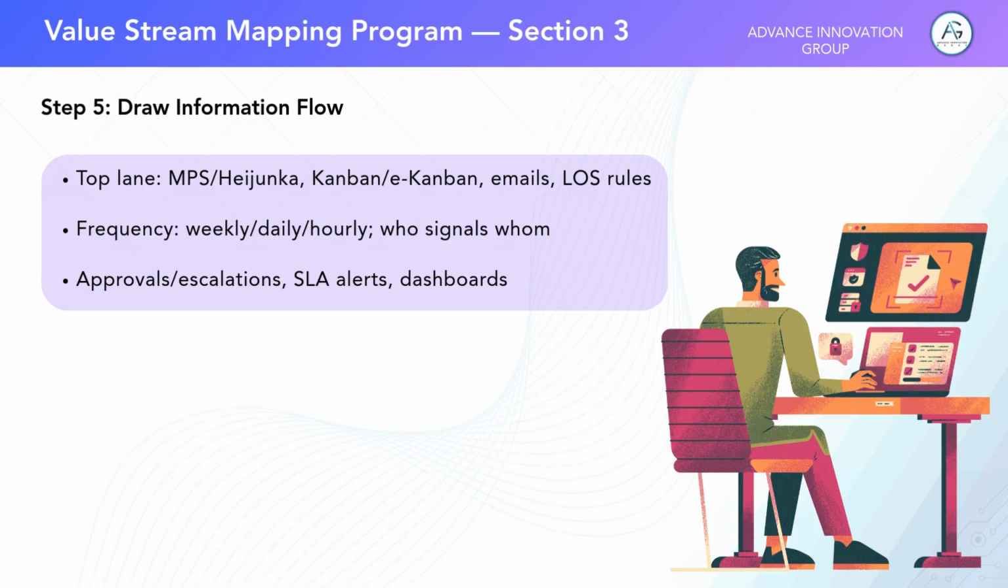Step 5 is to draw the information flow, which sits in the top lane of your VSM. Include all control and communication elements like master production schedule MPS, Heijunka, Kanban or eKanban signals, emails, and line-of-sight rules. Define the frequency of communication, whether it's weekly, daily, or hourly, and specify who signals whom in the process. Finally, add approvals, escalations, SLA alerts, and dashboards to show how information supports decision-making and flow control.